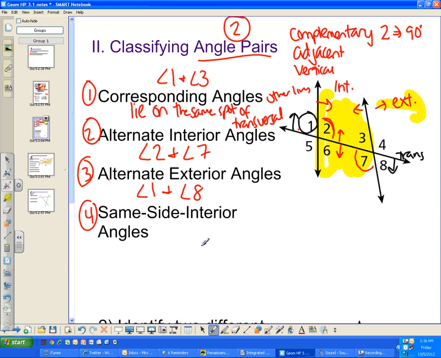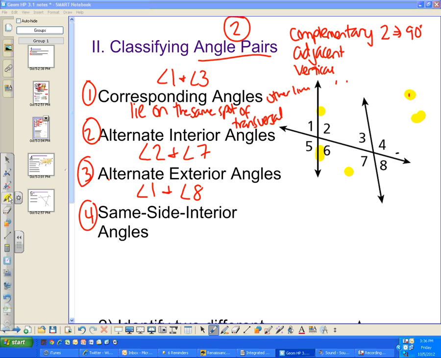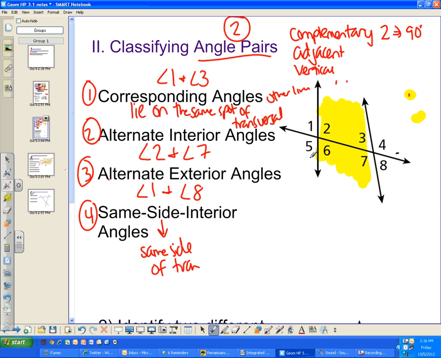Last but not least, same side interior angles. This time we're talking only about the interior angles, the space in between these two lines. Same side is different from alternate. Same side means the same side of the transversal, which is the one that intersects those other two lines. These are your only interior angles. If I want to talk about angle 2, the one that's on the same side but touching the other line would be angle 3. I know that's kind of tricky.